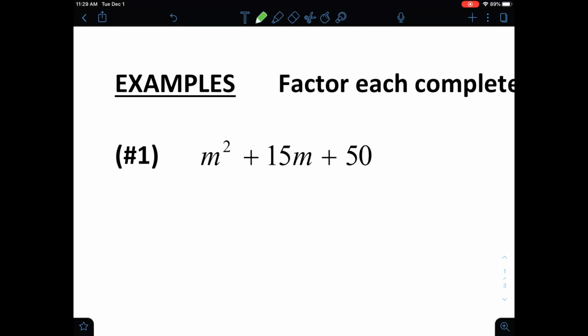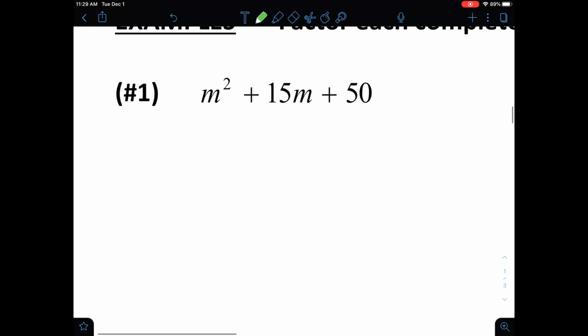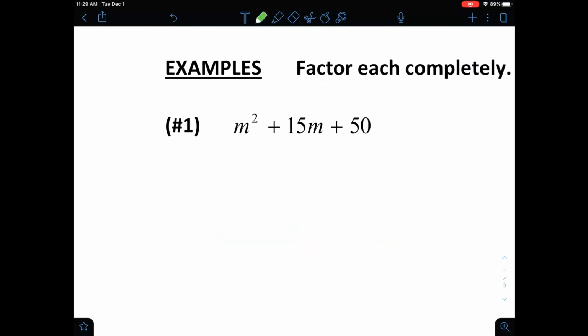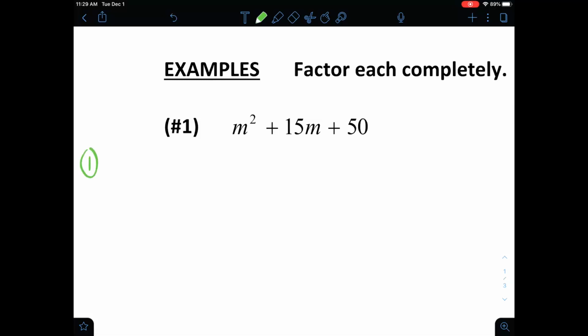So we have m squared plus 15m plus 50. So what we're trying to find here is something that's going to go in these parentheses here, something like m plus 2 and m plus 10, something like that. We're going to try to unfoil is what we're trying to do, okay? There's a couple things we need to talk about here, okay? Let's go through our steps first of all, though.